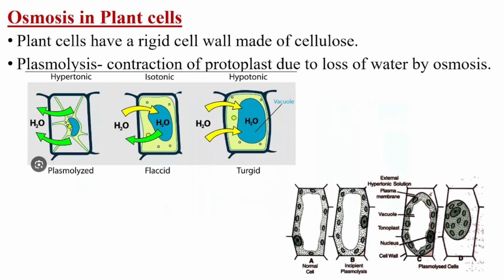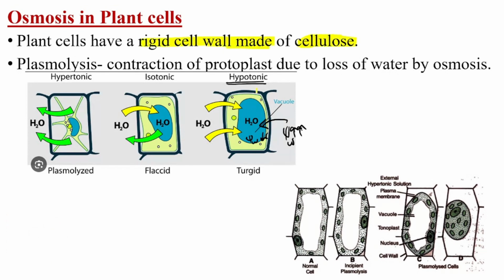Now let us understand what happens if plant cells are placed in hypertonic, isotonic and hypotonic solutions. Let us first consider if plant cells are placed in hypotonic solution. That means the water potential is high outside and less inside. Then what happens? Water starts moving inside, and as a result it starts swelling. But here it won't break. Why? This is because plant cells have a rigid cell wall which is made up of cellulose.